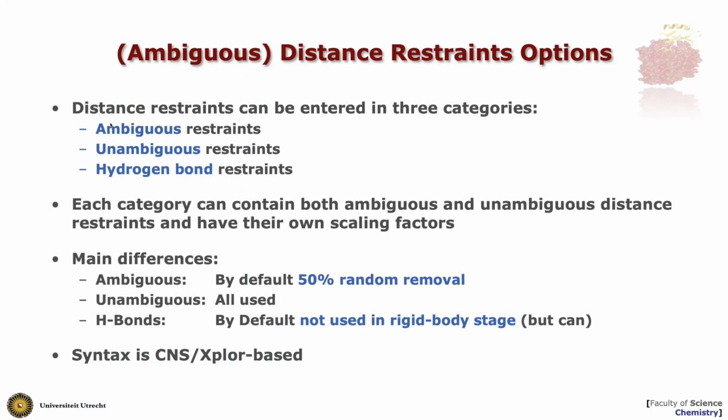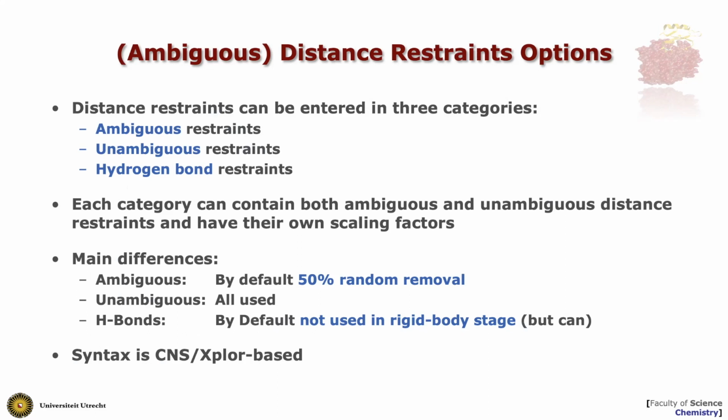Everything that you put in the ambiguous category, by default, 50% will be randomly removed. So if you don't trust your data, you might classify them as ambiguous. If you trust your data and you want them to be used all the time, you could put them in the unambiguous category. And hydrogen bond restraint is something we added to sometimes maintain secondary structure. By default, they are not used in the initial docking stage. So they will not guide the docking, but they are only used in refinement stages.